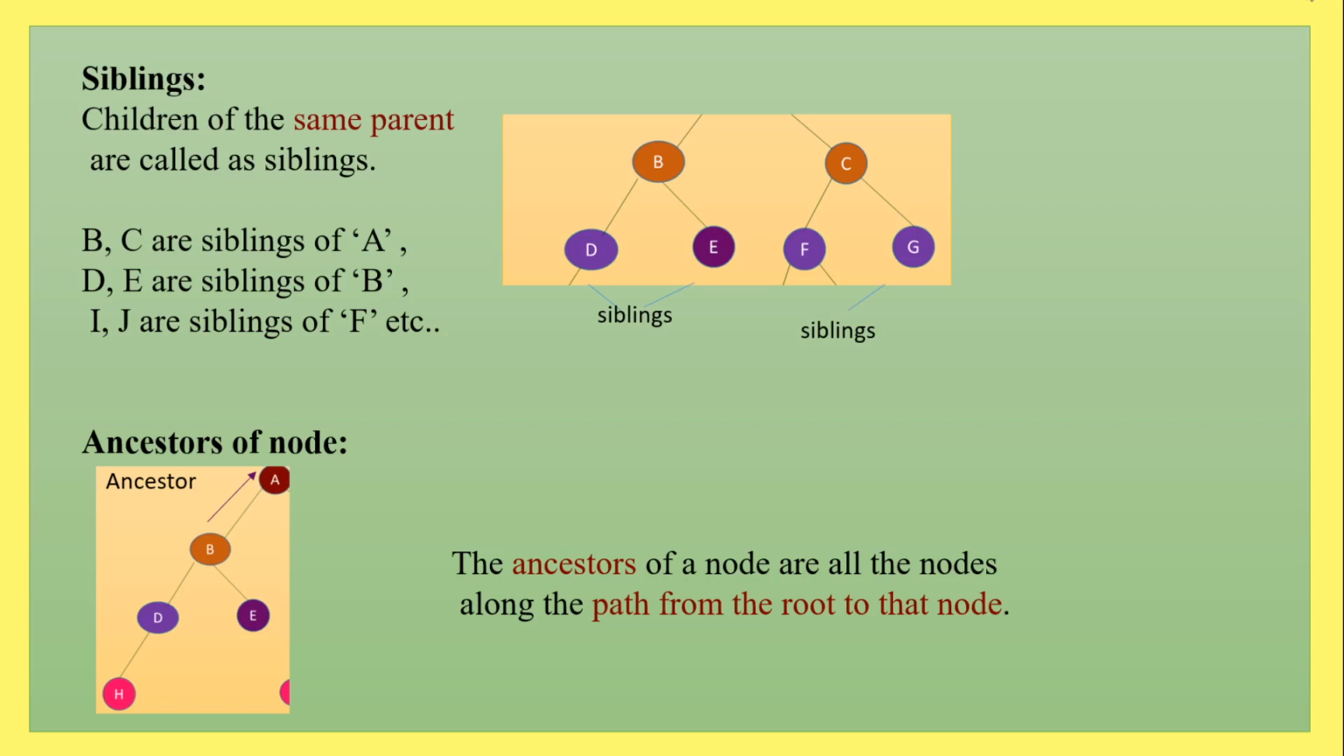Ancestors. What is a node's ancestor? Ancestors of a node are all the nodes along the path from the root to that node. Here, consider a family example. We say our forefathers, like that. Similarly, its parent, for example, consider D. Its parent is B. Its parent is A. And its parents.